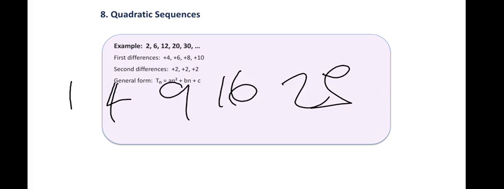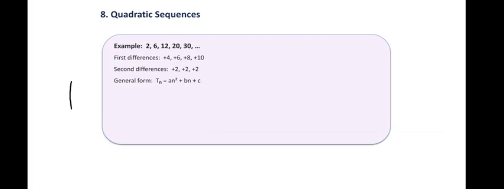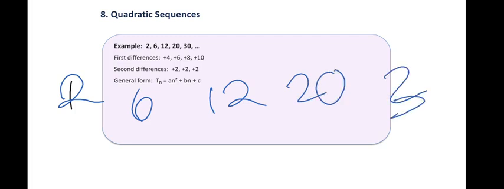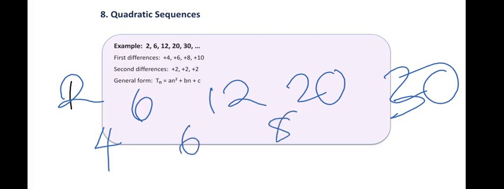So let's look at the example that we are given there. In our example, we've got 2, 6, 12, 20, and 30. To go from 2 to 6, there is 4. From 6 to 12, we're going to add 6. 12 to 20, we're going to add 8. 20 to 30, we're going to add 10. But here, as you can see, we don't have a constant difference.